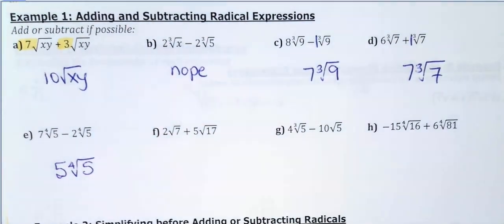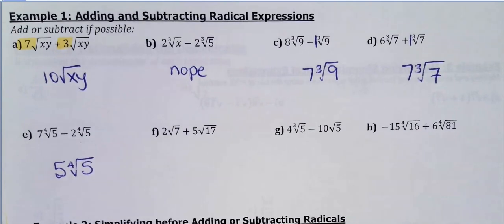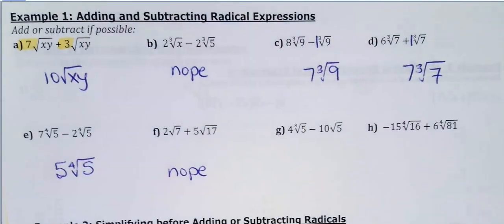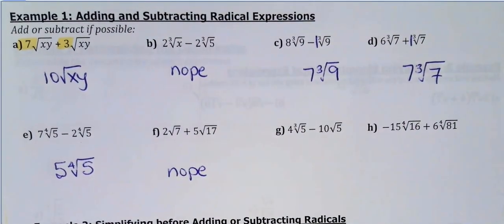Can I add the 2 together in the next question? No, one's 7, one's 17. You can't break either one of those down. So that's actually as simplified as possible already. I can't do anything else.